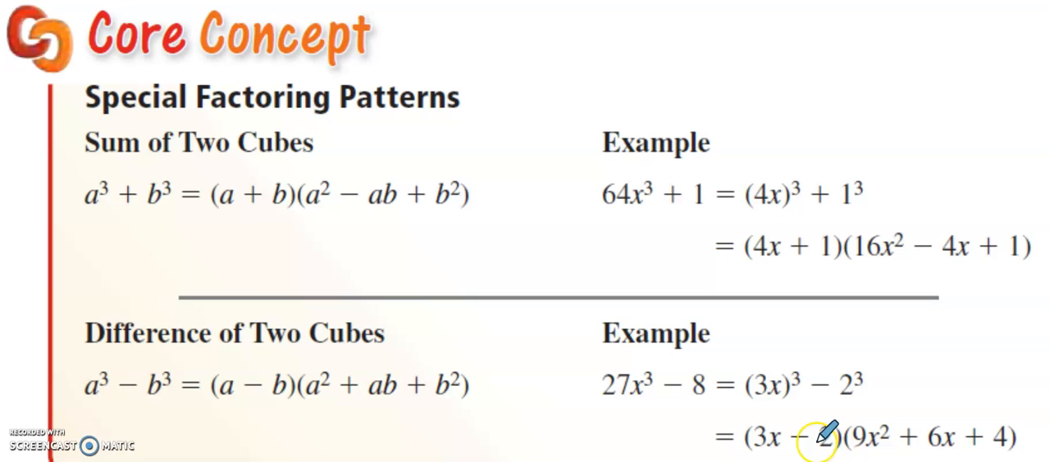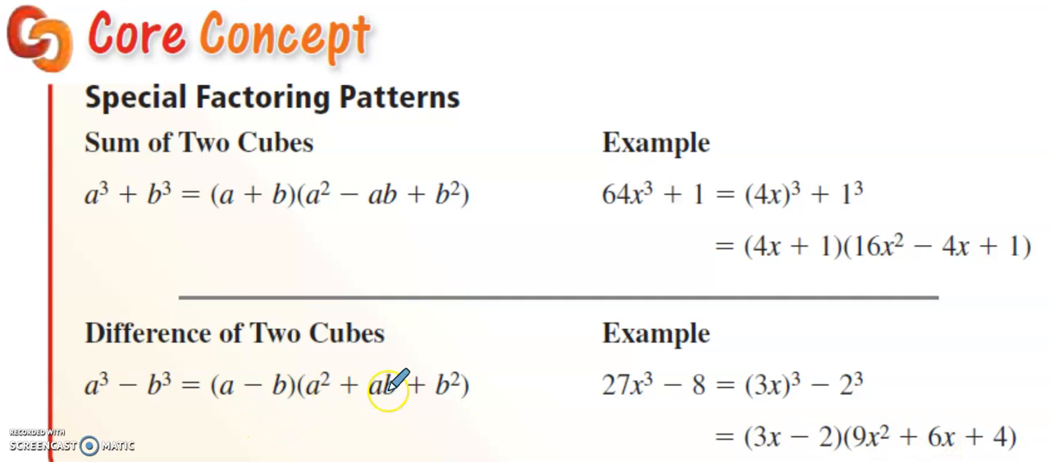So this is going to factor into 3x minus 2 times the quantity a squared, so 3x squared is 9x squared, plus a times b. b is 2, and a is 3x, so 2 times 3x is 6x, and then plus b squared. b is 2, so that's 4. Again, this trinomial is never going to factor if I did the difference of cubes correctly. Also, pay attention to the fact that the b we're referring to is positive 2, so that's why when we do a times b, this becomes positive 6x.